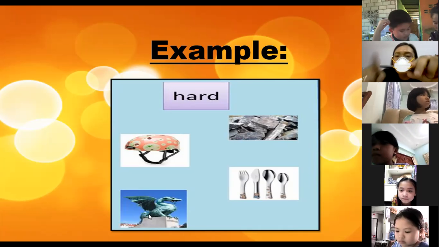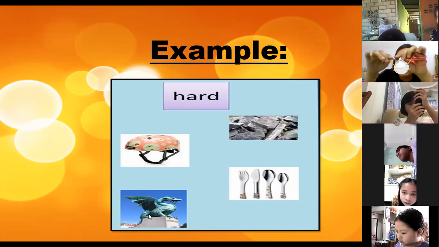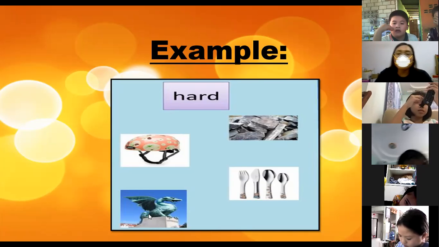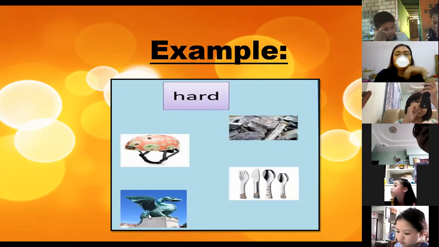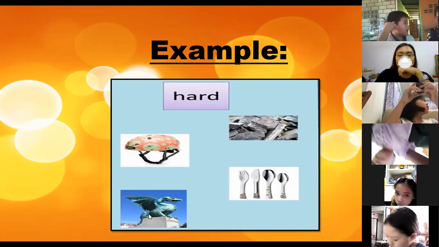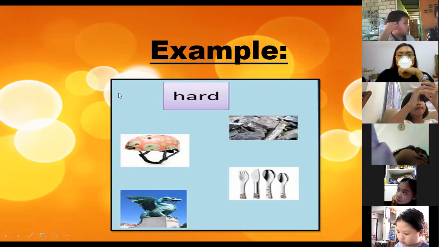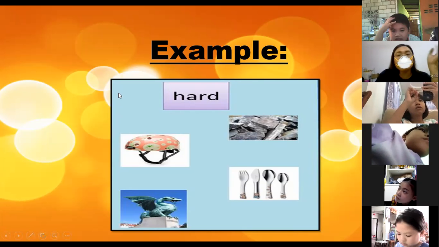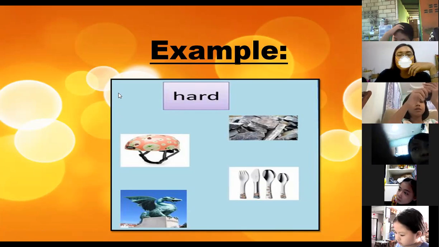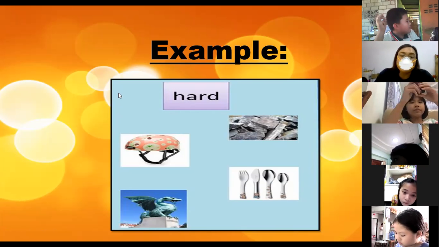Caesar, this is also hard. You see, you cannot break it. It's hard. What else? What else, class? Teacher, car. Car, yes, car is also hard. What else? Ruler. Ruler, there are rulers that are hard. Yes, it can be if it's made of metal.